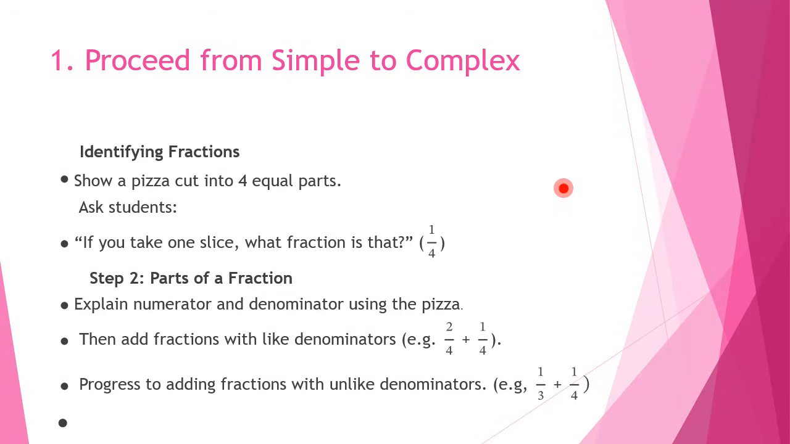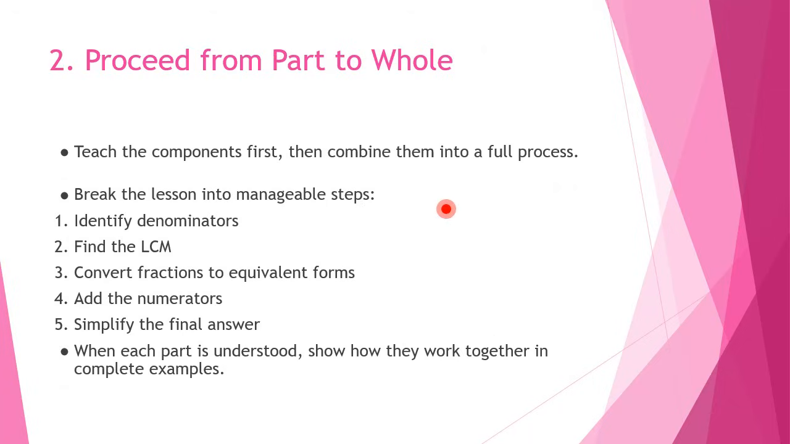Now let's move on to the next principle. The next principle says part to whole. So you need to proceed from part to whole. What does it mean? We are teaching the same fraction. It says that teach the components first, then combine them into a full process. You need to break the lesson into manageable steps. The first thing you need to do: identify the denominators, find the LCM, convert the fractions to equivalent forms, then add the numerators. So you simplify for the final answer.